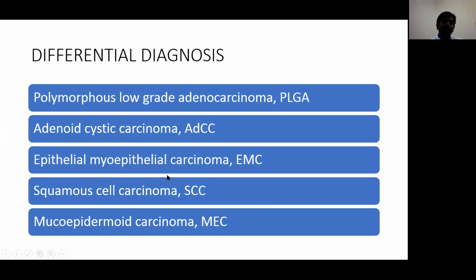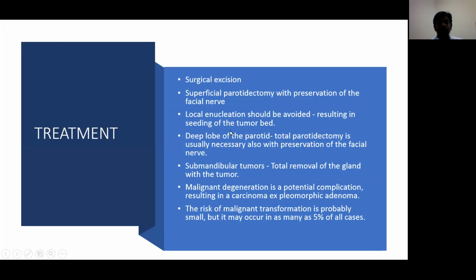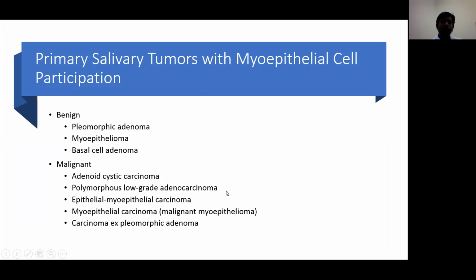Epithelial-myoepithelial carcinoma, squamous cell carcinoma, mucoepidermoid carcinoma, all these carcinomas will have a high degree of atypia. Treatment-wise, surgical excision is recommended, and superficial parotidectomy with preservation of the facial nerve is recommended. Just an enucleation will not suffice for this tumor because the recurrence rate is very high. So total removal of the tumor is recommended.